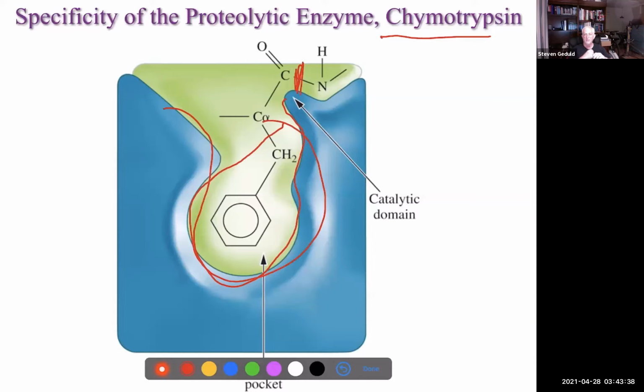It allows it to bond to it. So chymotrypsin affects hydrophobic, nonpolar groups on amino acids. It slides into that pocket.